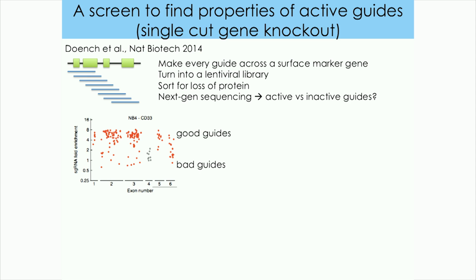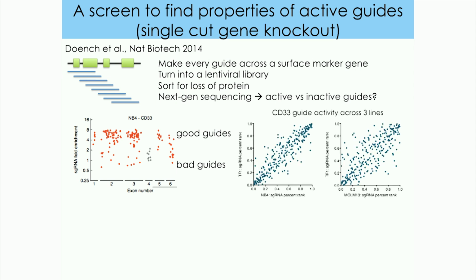That's where you get plots like this. If you have guides that go away very easily, that means they're good. You've disrupted the gene. But then there are a bunch of guides which happen to be in exons, which nothing really happens. Okay? There's one complication. David's lab did this in a couple of different cell lines, and they saw sort of OK correlation, but maybe sort of not OK correlation. So they did this in 3 different lines.